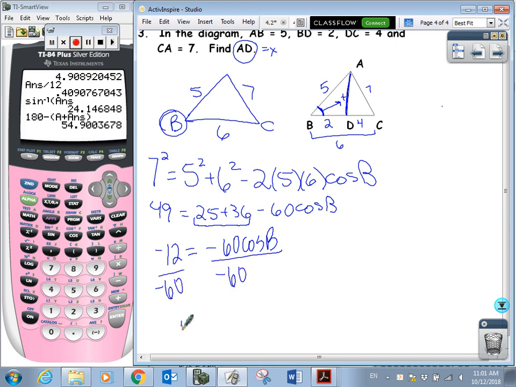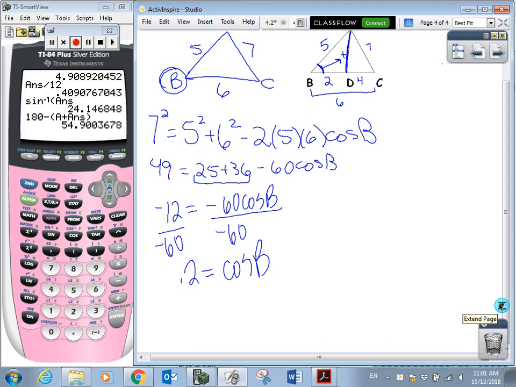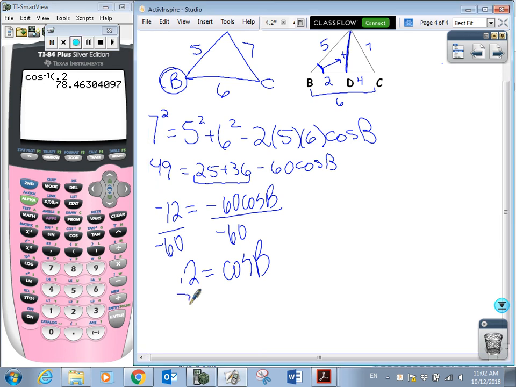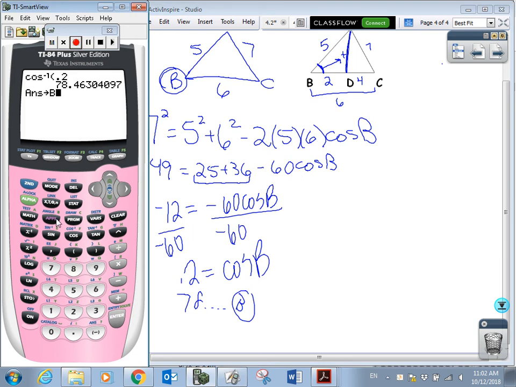Divide by negative 60. 0.2 equals the cosine of B, or 1/5, or you could just leave it negative 12 over negative 60. You don't even have to do all that in your calculator. What we do have to find out is second cosine of 0.2. Notice it is positive. It is very important that it is positive and not negative. Negative divided by negative gives you a positive. So we found angle B to be 78. So that 78 number, I'm going to store that as B because I'm going to need to use that in a second. Again, I'm just storing because my calculator doesn't allow me to scroll up and grab it like most of yours do.